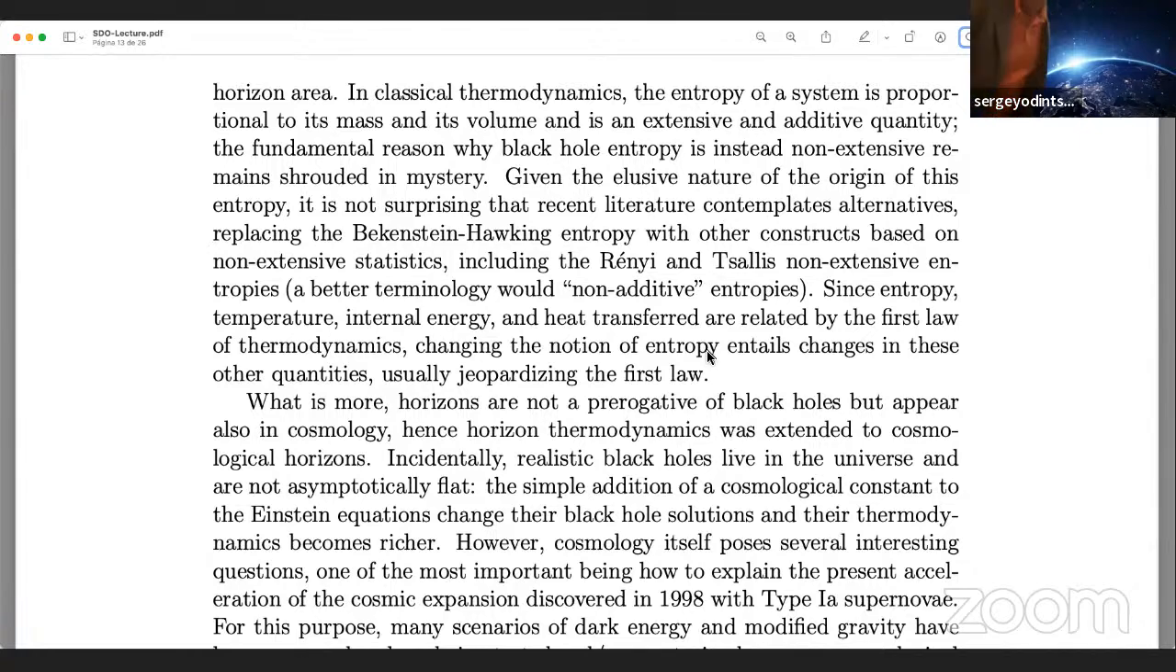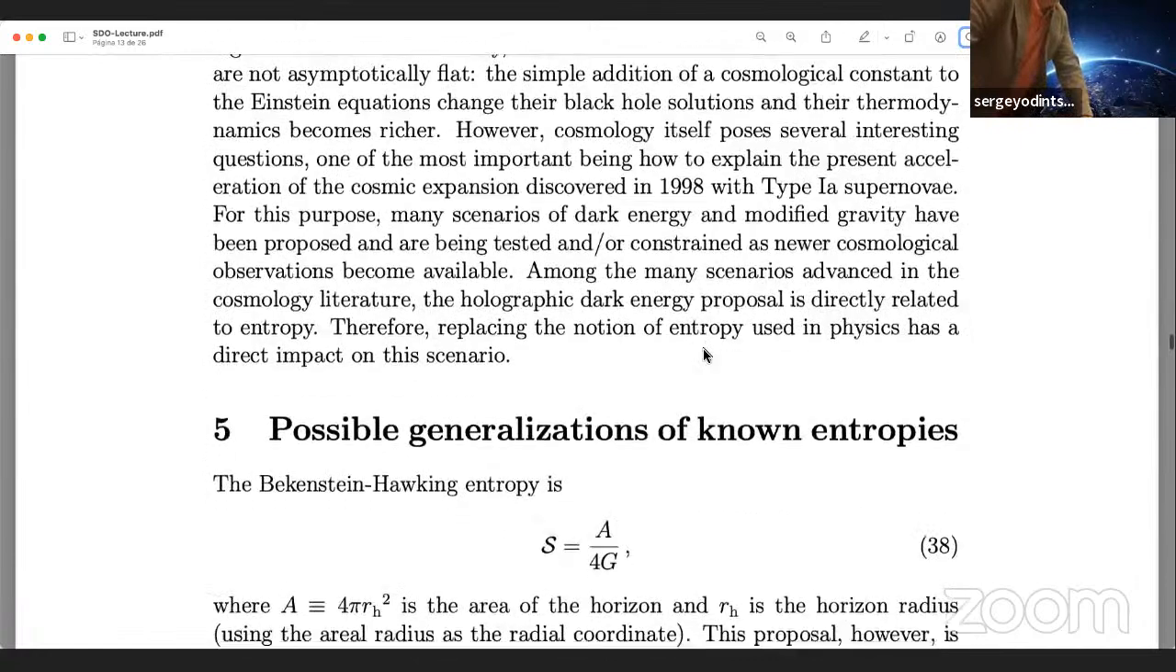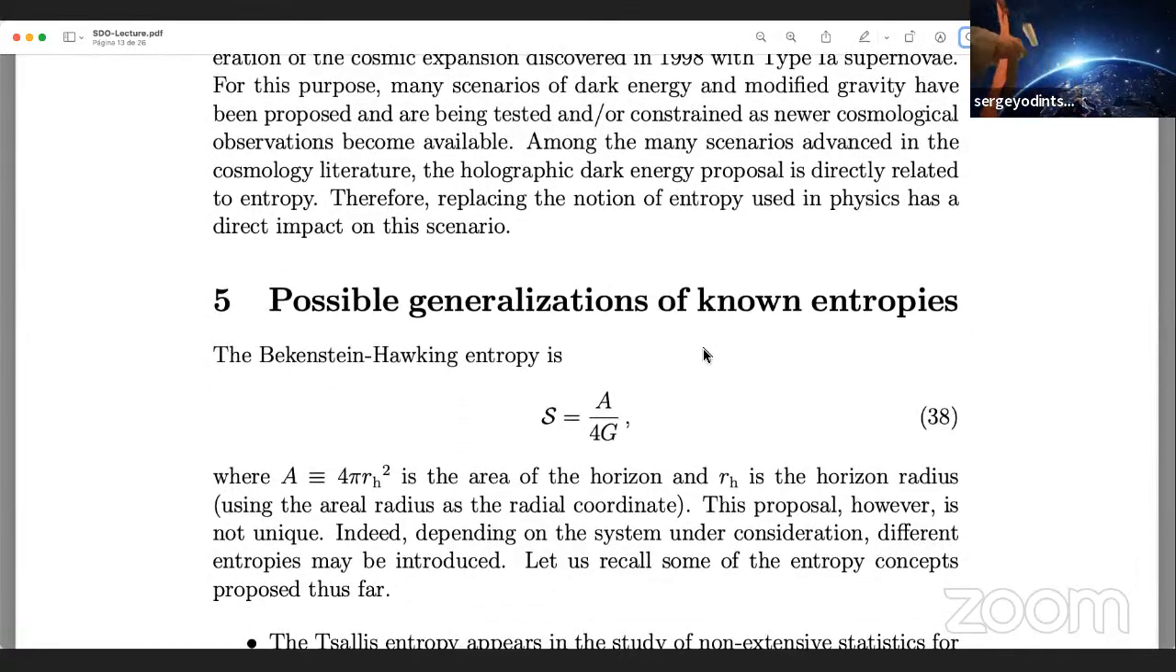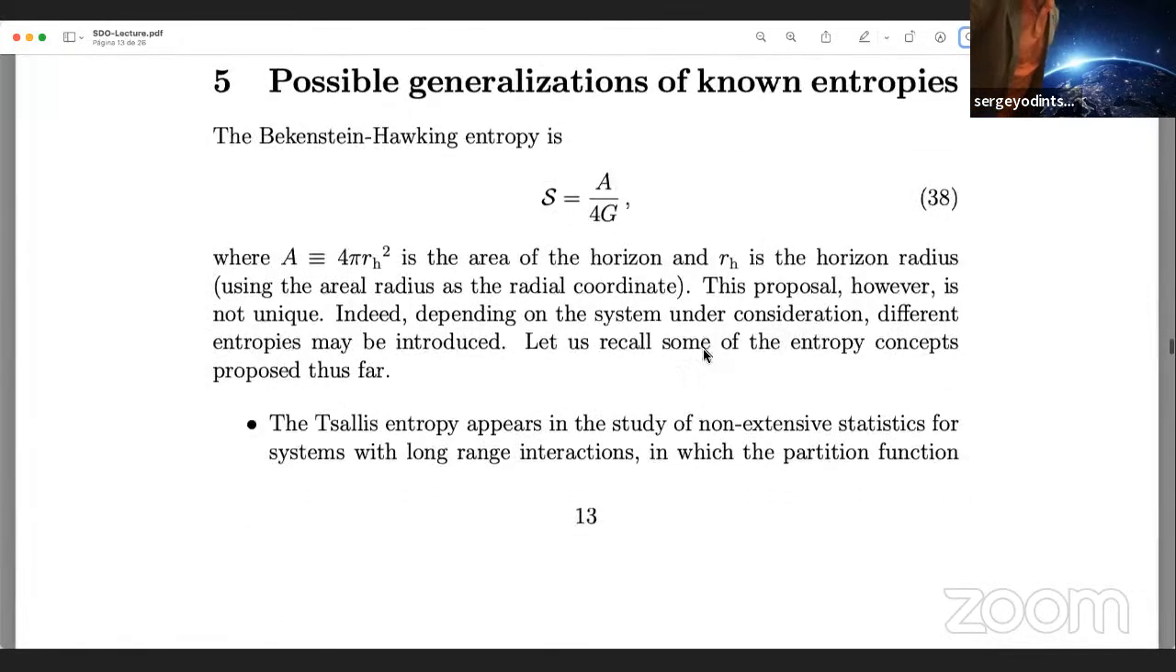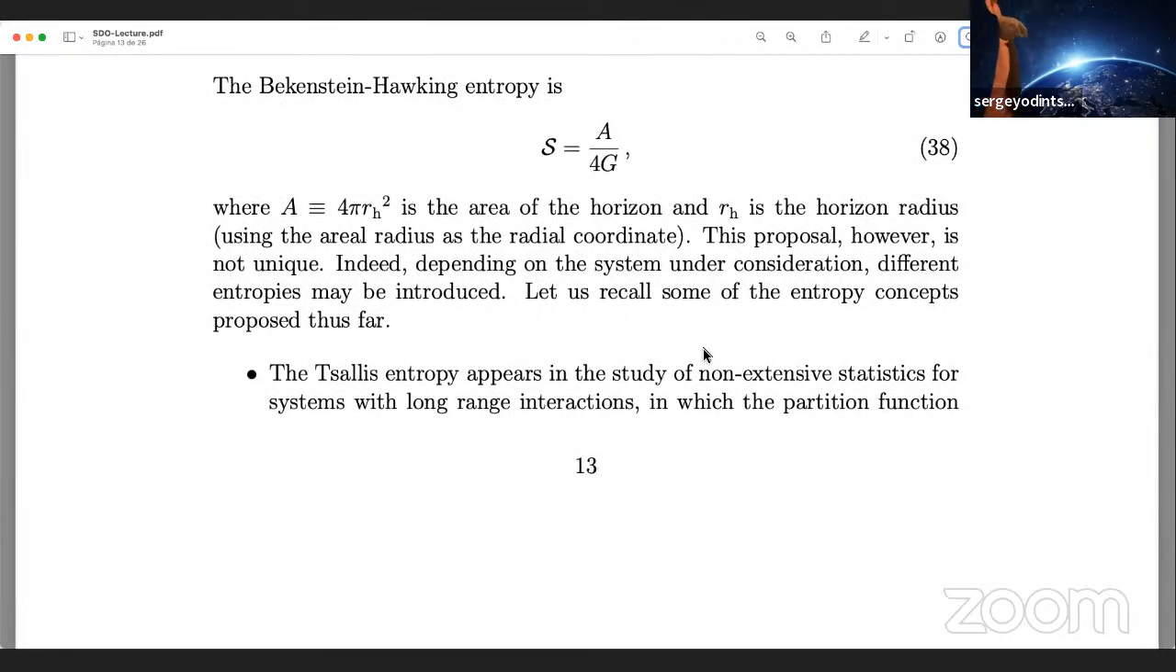Okay, so let me just give you some examples. So Bekenstein-Hawking entropy is given by the following formula, where we have area of the horizon, and we have here horizon radius. Okay, and that is the fundamental proposal for description of entropy in black hole. However, there are many other entropies. For example, there is so-called Tsallis entropy. It appears in non-extensive statistics for systems with long-range interactions. Okay, so totally different field, no relation with black hole.